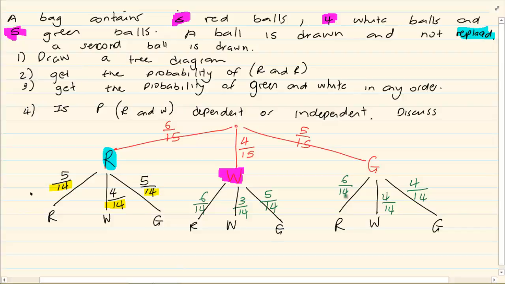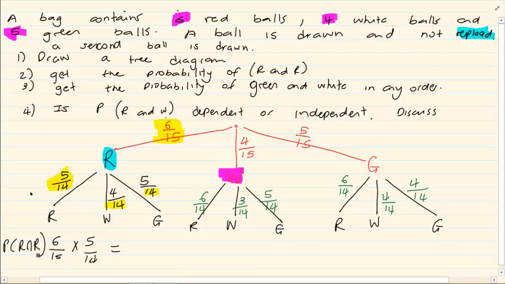Now, once you have the tree diagram, how do we get the probability? If they say I want the probability of R and R, it means I'm taking the R and I'm taking the R again. So what do I have? I have 6 over 15 times 5 over 14. That will be the probability of R and R.